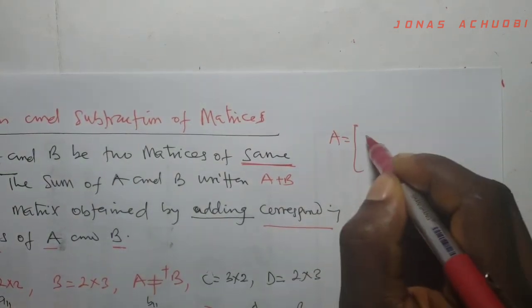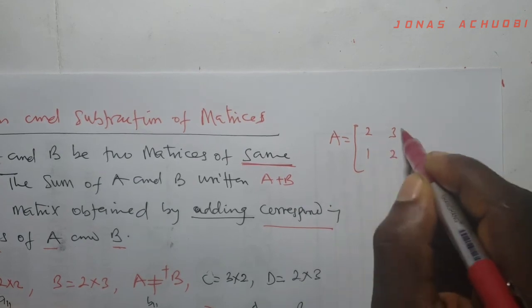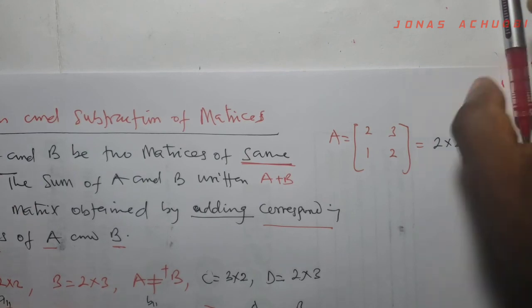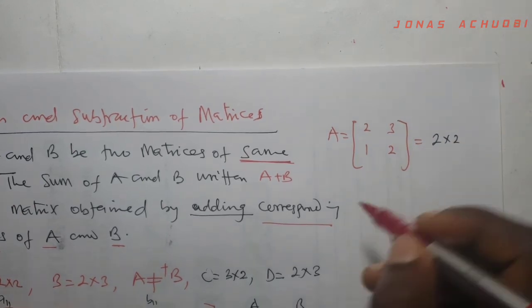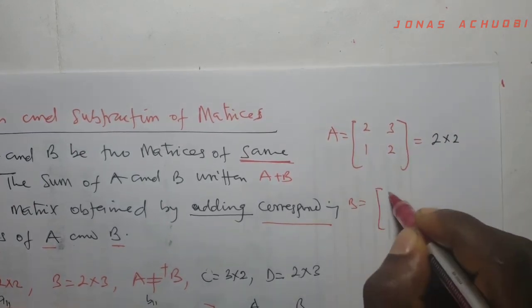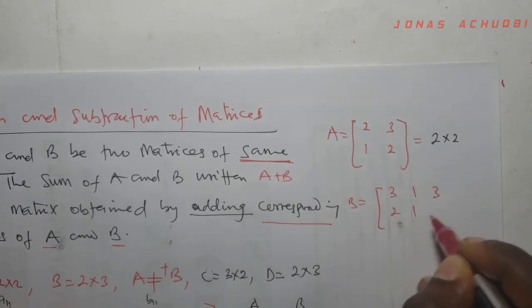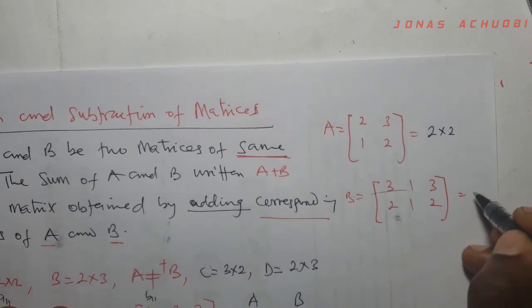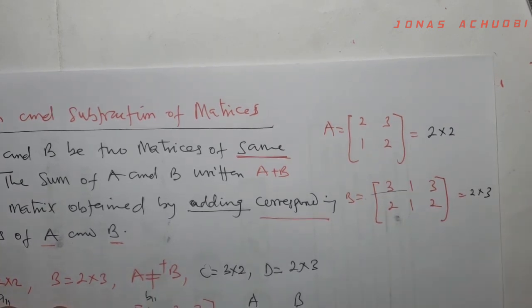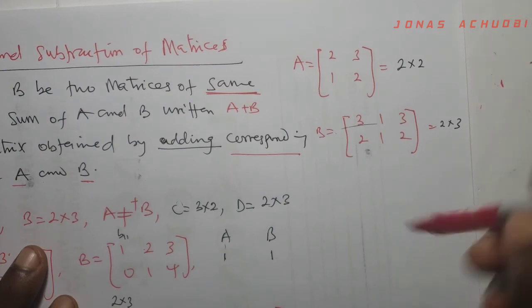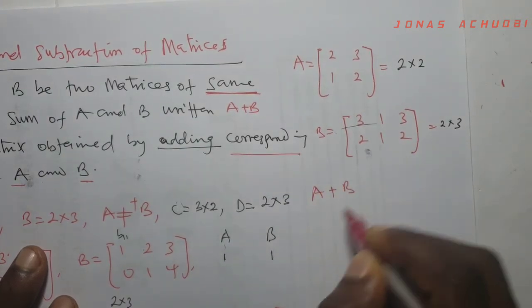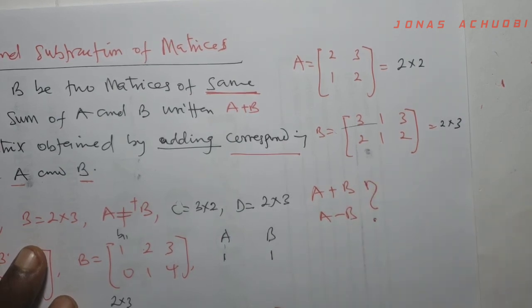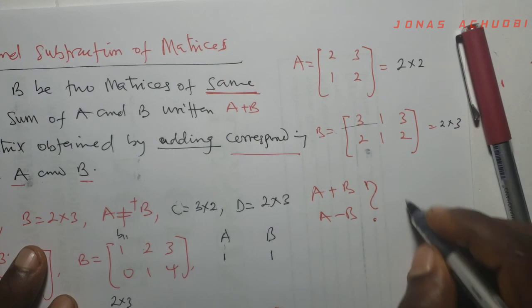So if I have matrix A, for example, 2, 3, 1, 2, that's a 2 by 2 matrix, right? Good. It's a 2 by 2 matrix. And I have a second matrix, matrix B, with the following entries: 3, 1, 3, 2, 1, 2. So this is what dimension? This is a 2 by 3 matrix. And you're now asked to add. I now say you should perform A plus B or A minus B. Question is, will this be possible?